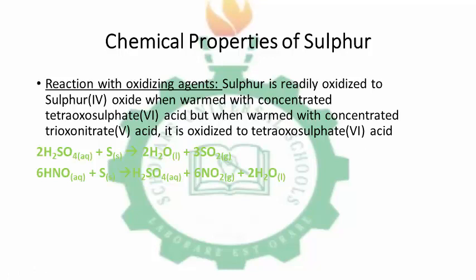Also the tetraoxosulphate(VI) acid is reduced to sulphur(IV) oxide. But when we are using concentrated trioxonitrate(V) acid, the sulphur is oxidized to tetraoxosulphate(VI) acid, while the trioxonitrate(V) acid is reduced to nitrogen(IV) oxide, as we have in this equation. Now this is the trioxonitrate(V) acid being reduced to nitrogen(IV) oxide. Now this is the sulphur being oxidized to tetraoxosulphate(VI) acid.